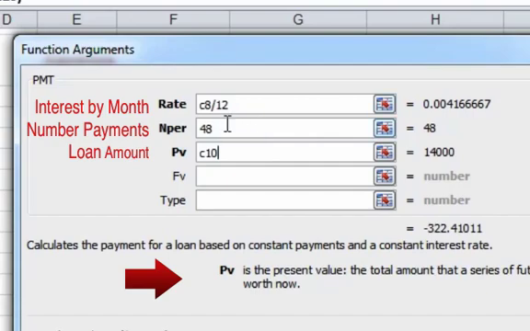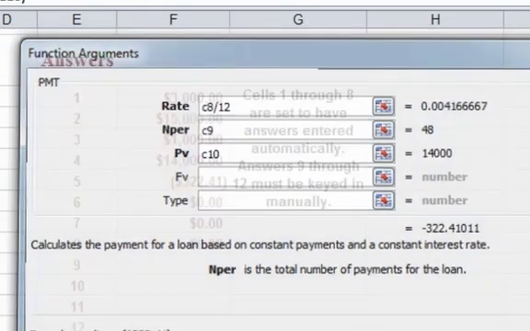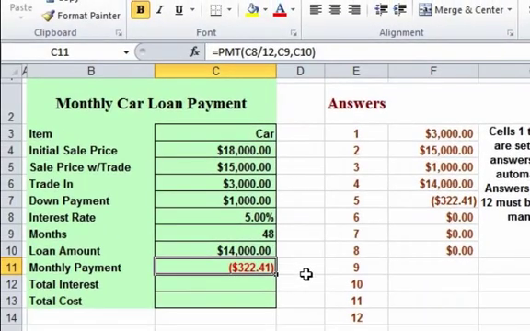And again, for this one, I won't put in 48. I should put in C9 for that one, so I should put in the cell reference. And I'll hit OK. And I come out with a number of 322.41. I'm going to stop there because I'm at my 5-minute mark, but we'll finish this up in the next movie.